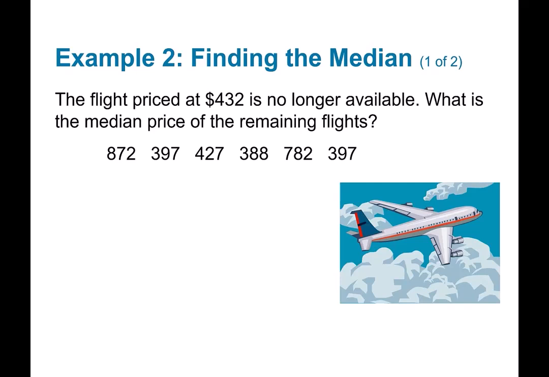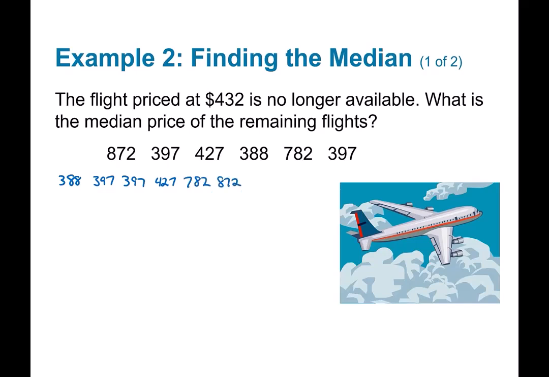Now let's suppose the flight at $432 is no longer available to Cancun, and we want to know what is the median price of the remaining flights. So we do the same thing, right? So now we only have 6 flights, so we still put them in order, so 388, 397, 427, 782, and 872.